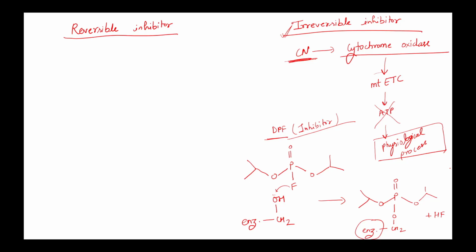So this is the acetylcholinesterase enzyme. DFP generally inhibits the acetylcholinesterase enzyme. So DFP inhibits this enzyme by this mechanism, making its functional group non-functional.